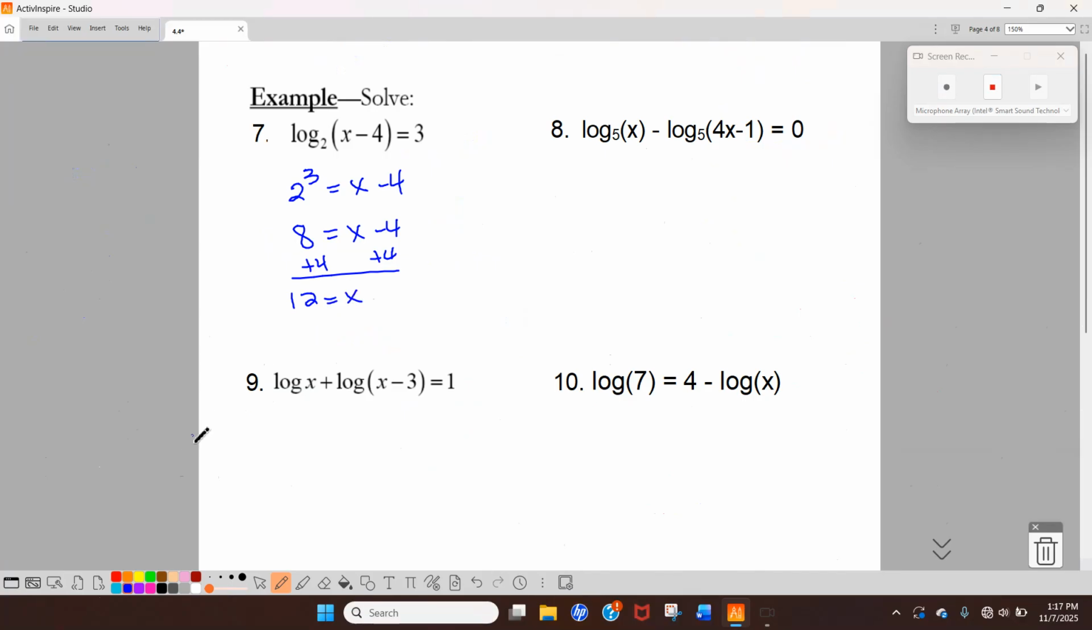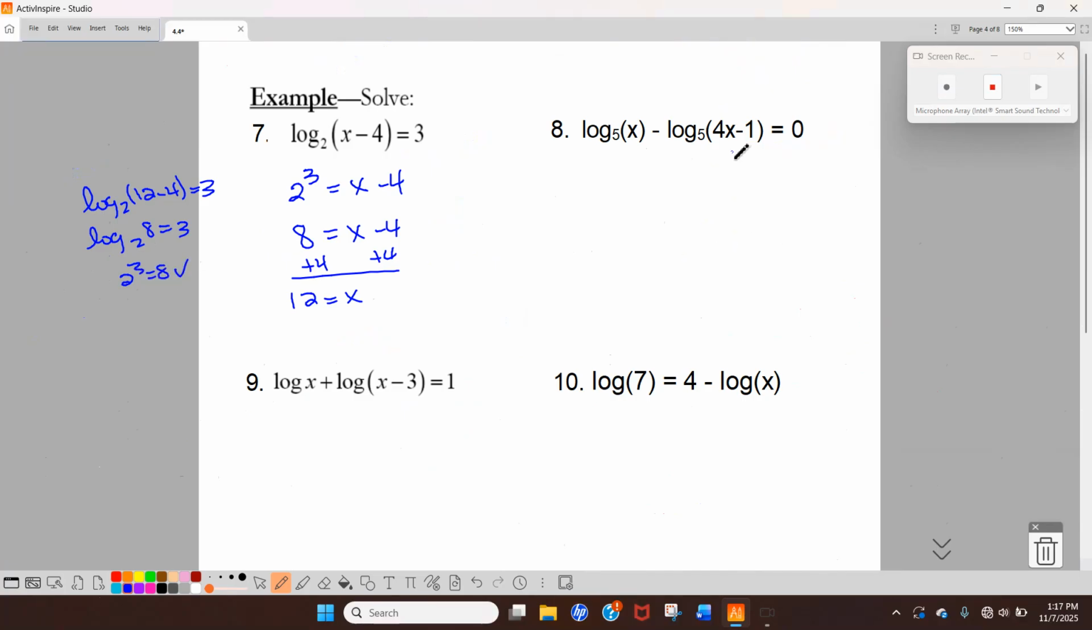All right, so then to check that, we just go back and make sure that the math works out and there's nothing illegal happening. So this would become log base 2 of 8 is equal to 3, and then we know 2 to the third is equal to 8, so yay.